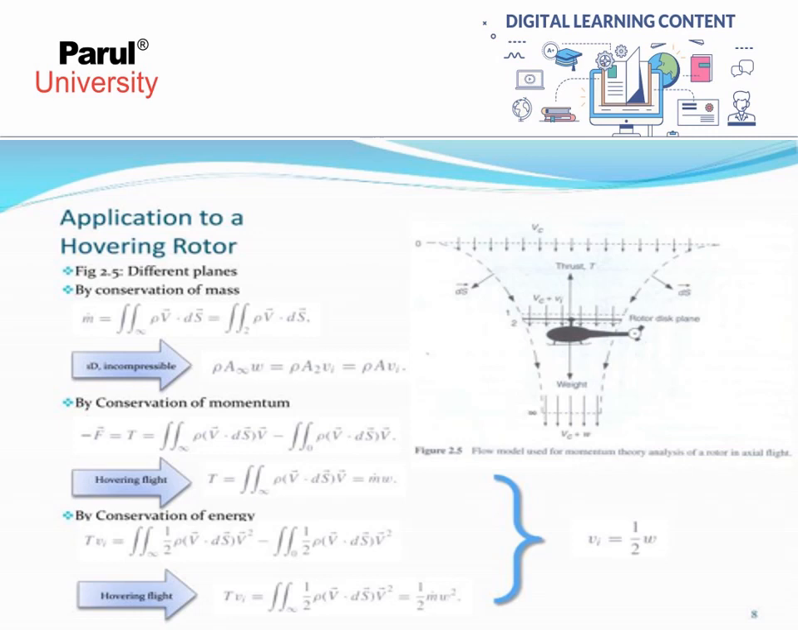Nothing but what vi is equal to 1 upon 2 into omega. Induced velocity is equal to half of the downwards velocity, right? This is application to a hovering rotor. Now we have to go for the next slide.